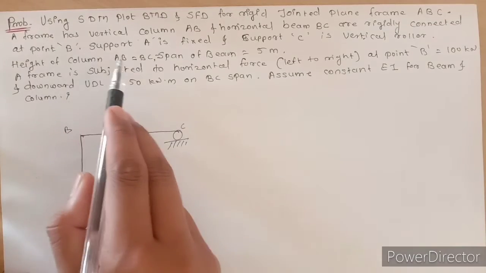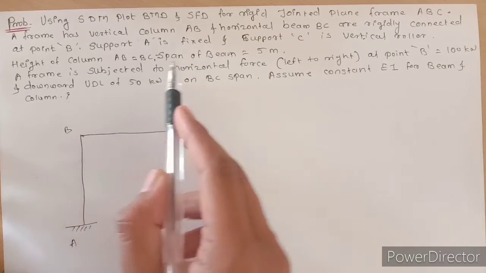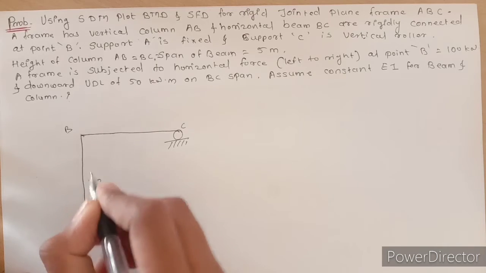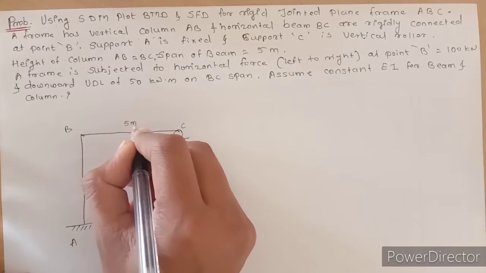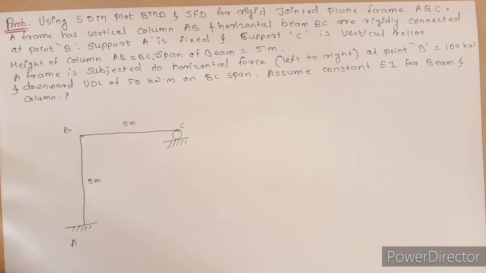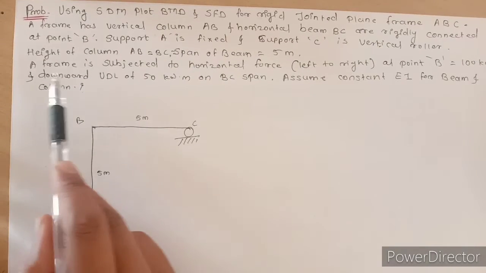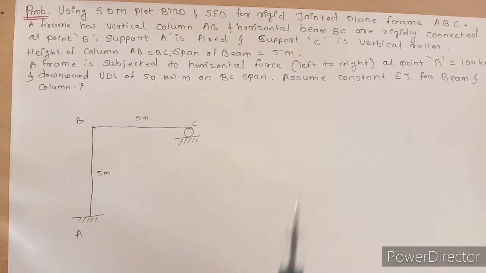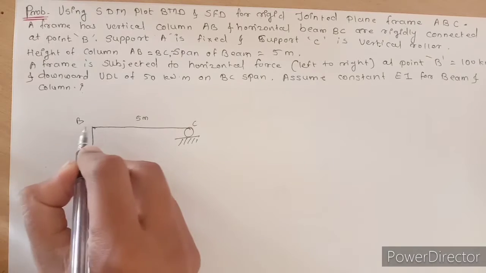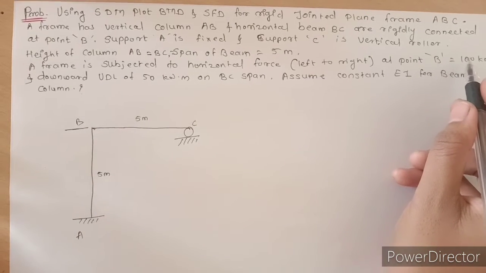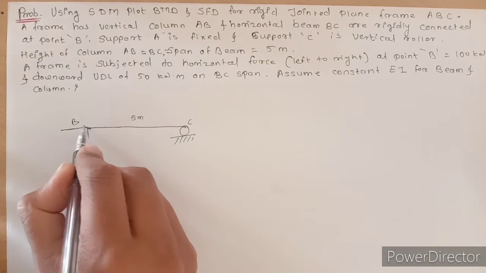The height of column AB and the span of beam BC are both equal to 5 meter. Next, the frame is subjected to a horizontal force from left to right at point B. The horizontal force at point B is equal to 100 kilonewton.